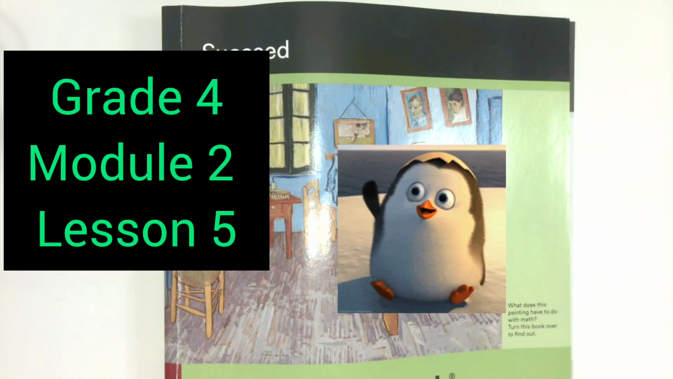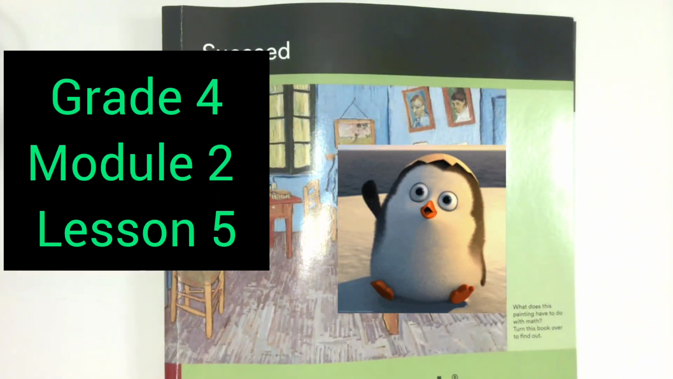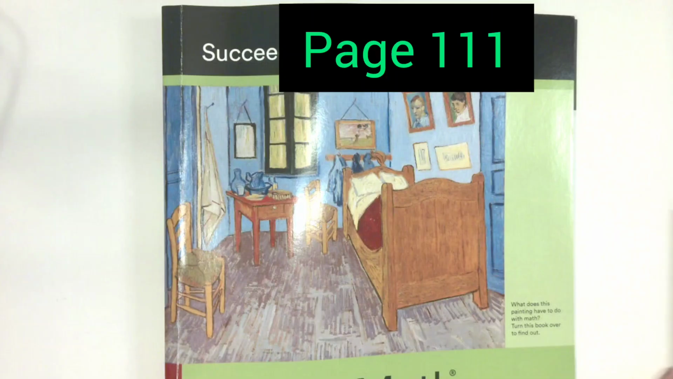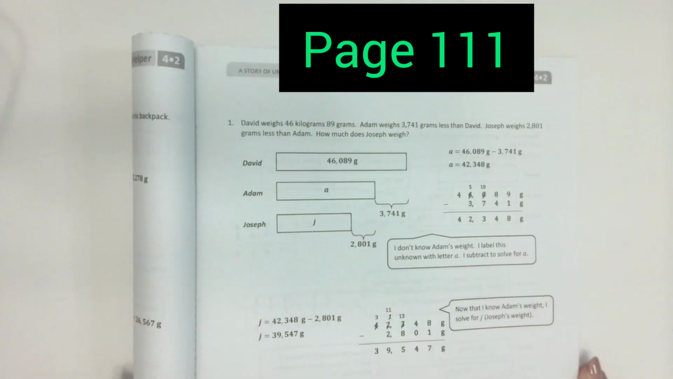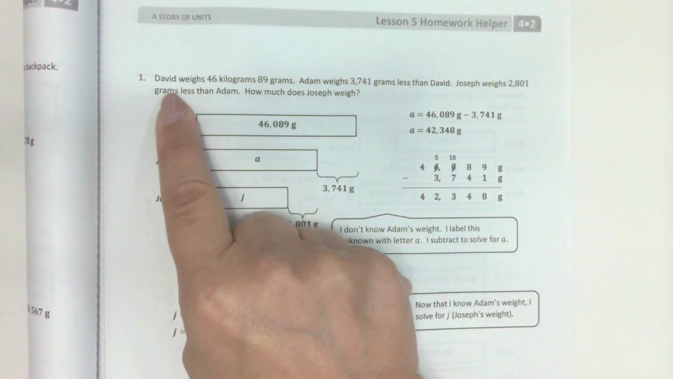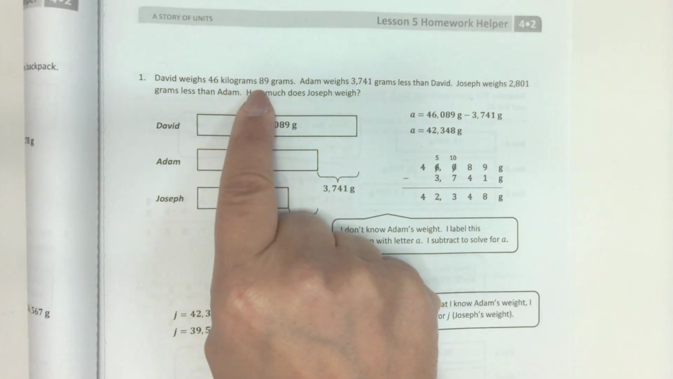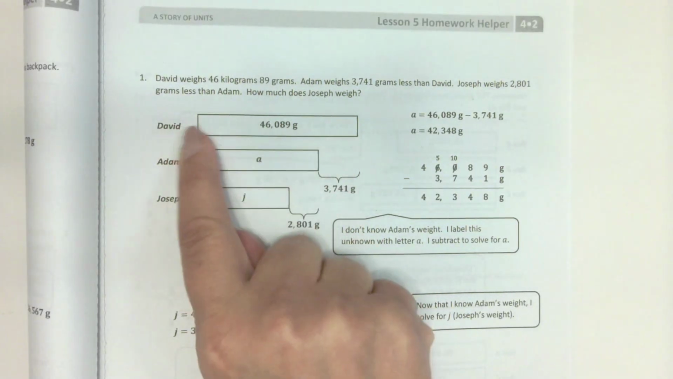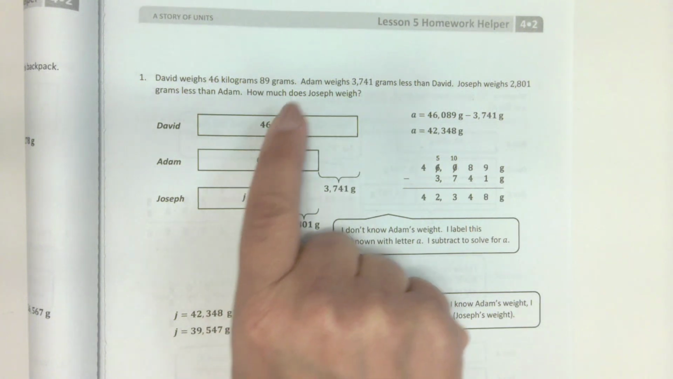Get out your 60 book. We are going to go to page 111 and look at the lesson 5 homework helper. It says David weighs 46 kilograms, 89 grams. Here's the tape diagram for David. This is how much he weighs.